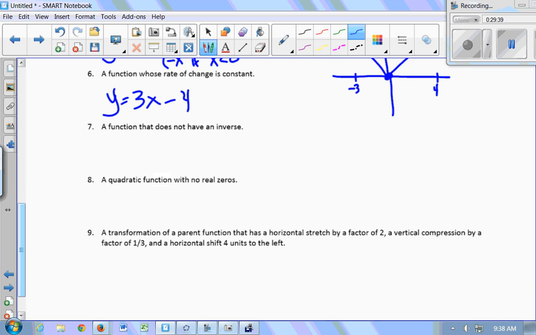A function that does not have an inverse. y equals x squared. Any function that fails the horizontal line test. You could use absolute value of x. You could use x squared. Any function that fails the horizontal line test.